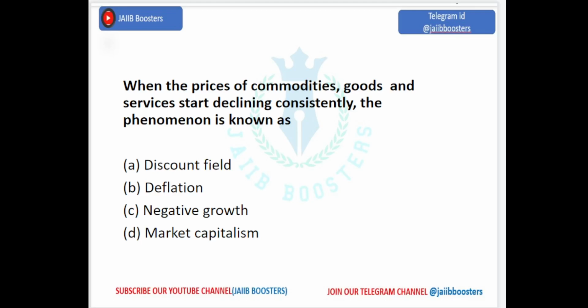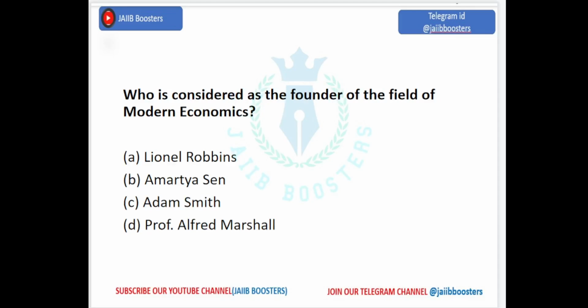Discount field, deflation, negative growth, market capitalism. The answer is deflation. Who is considered the founder of the field of modern economics? Lionel Robbins, Amartya Sen, Adam Smith, Alfred Marshall. I have previously said Marshall.